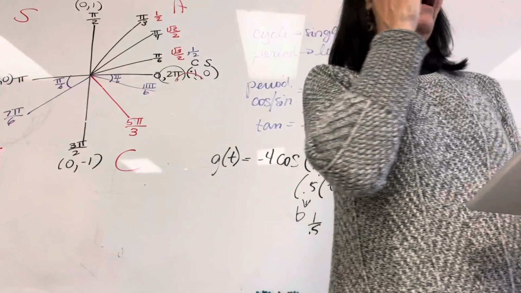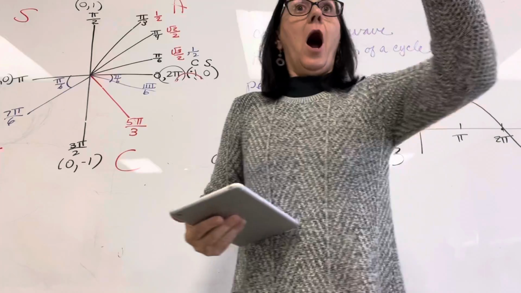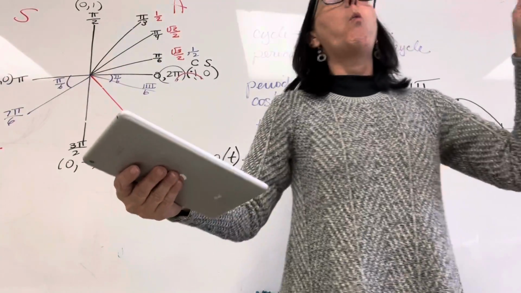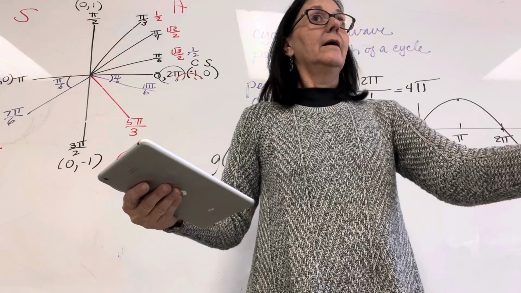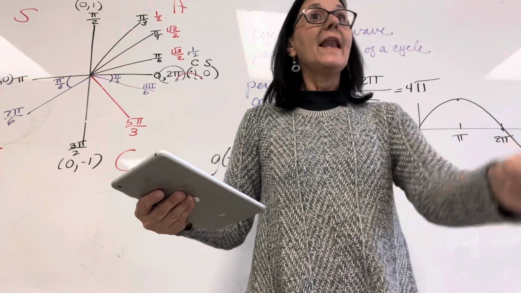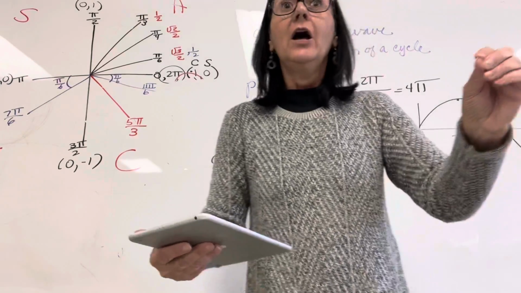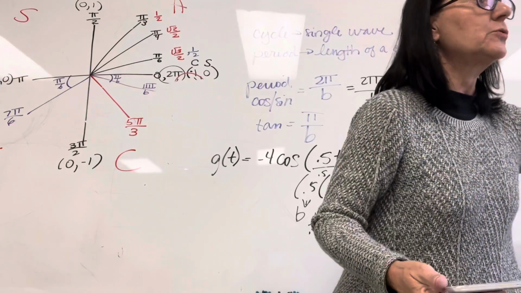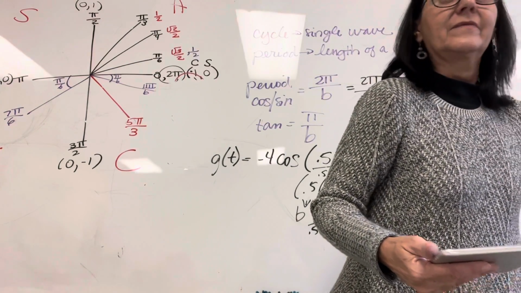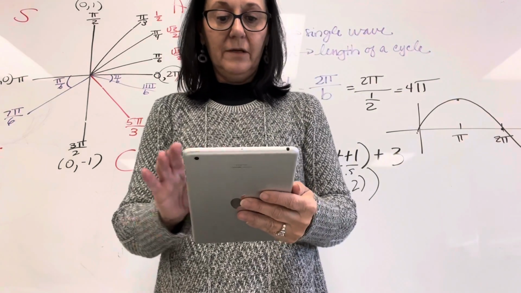All right, what about this one? It's 1/2. 1/2 is the b value. So what does that tell me? How many waves? There's half a cycle between 0 and 2 pi. What is the period? It's 2 pi over 1/2, which equals 4 pi. Got it? So it's going to complete 1 entire wave between 0 and 4 pi. Got it? Man, y'all are doing so good. I'm so excited.